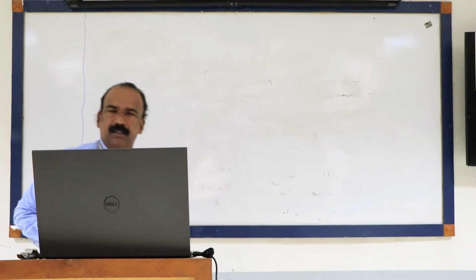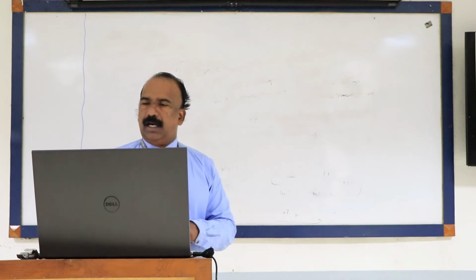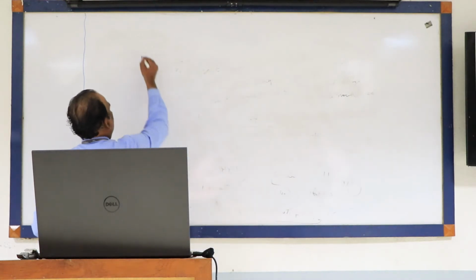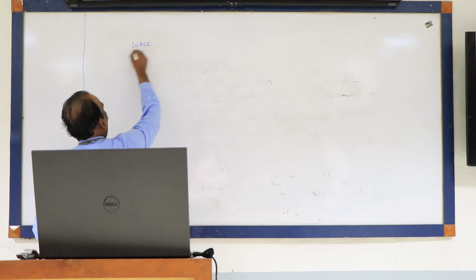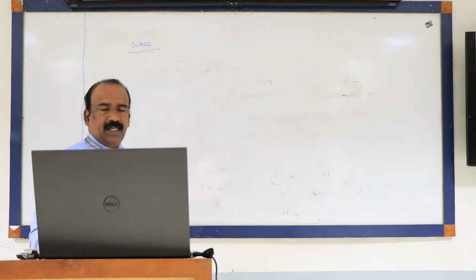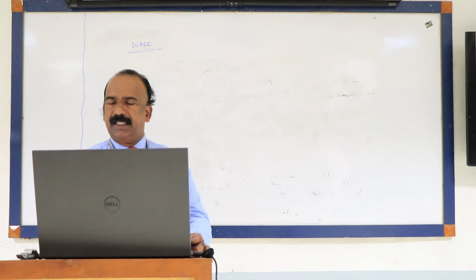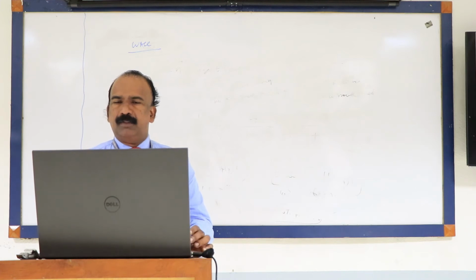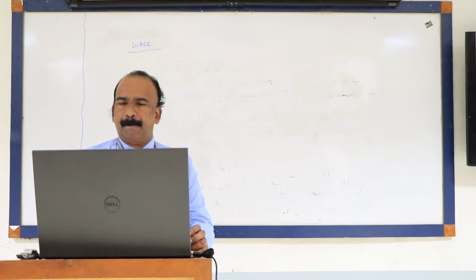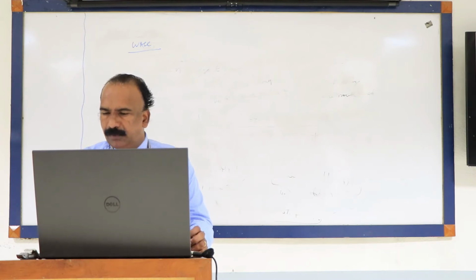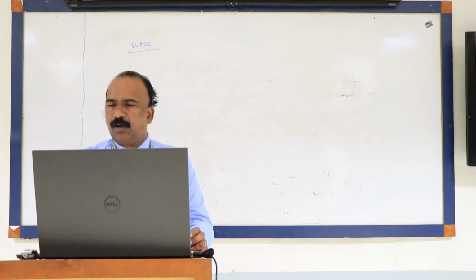So first you calculate the weighted average cost of capital, WACC. All of you can see that? All of you can read that? Is it readable for all of you? Hello? Is it readable for all of you?